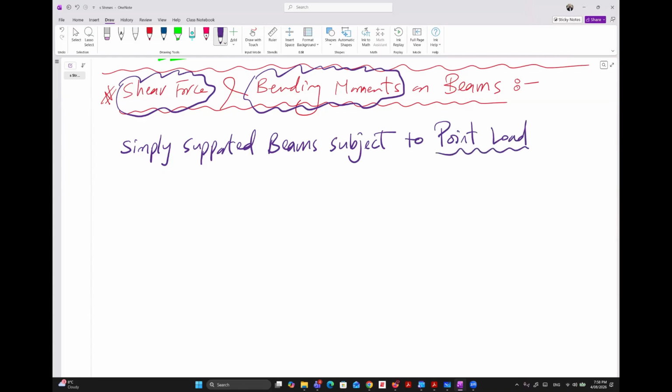What does this mean? We have a beam. Simply supported means one support is roller and one support is hinge. This is the simply supported beam. This beam has a span. The span we call L. So L is the span or the length of the beam. Okay. Have you seen this beam before?